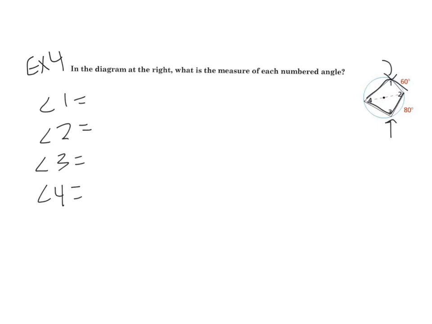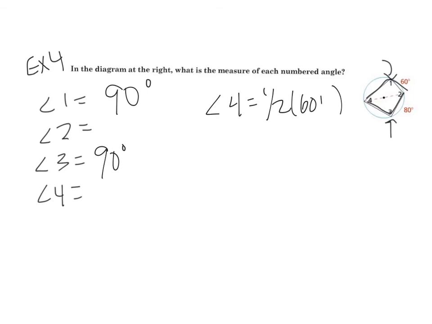So basically here what we can do is say, oh, well, angle 1's 90 and angle 3 is 90 as well. We also know that angle 4 is equal to 1/2 of the arc, that is 60 plus 80. Well, 60 plus 80 is 140, so angle 4 is half of 140, which means that angle 4 is 70.